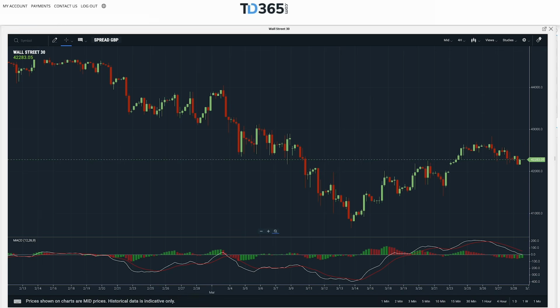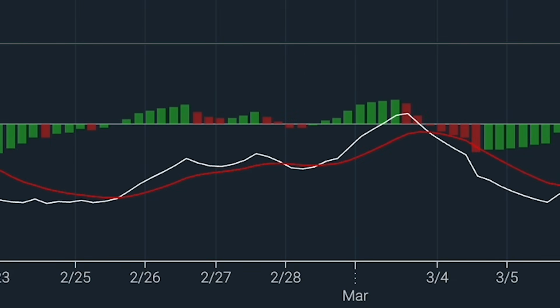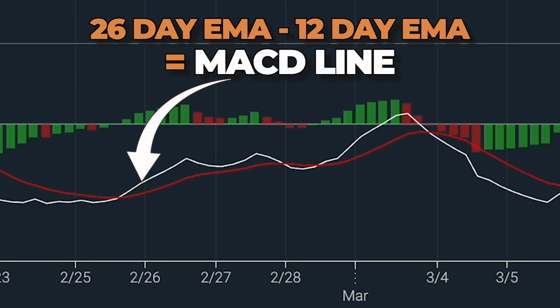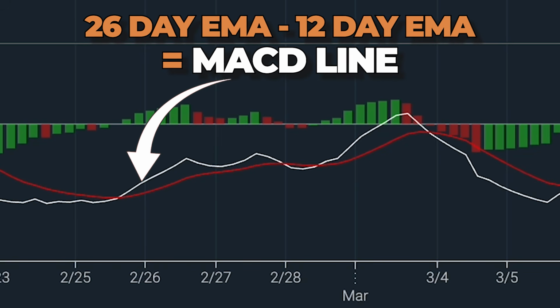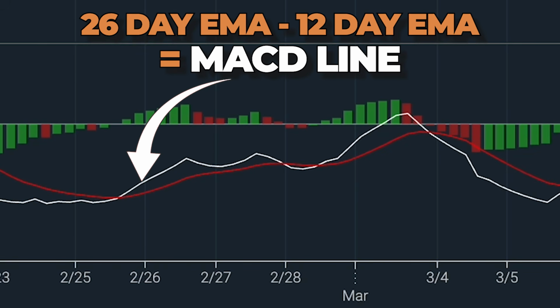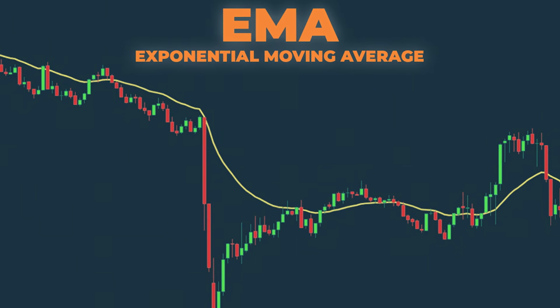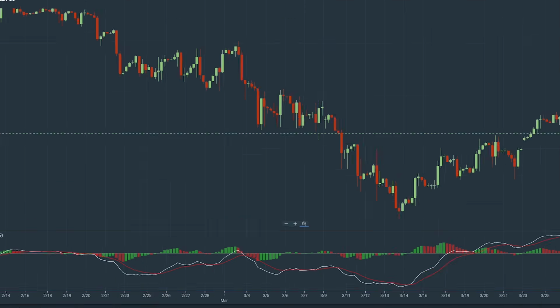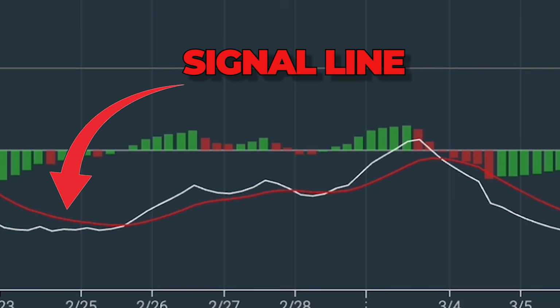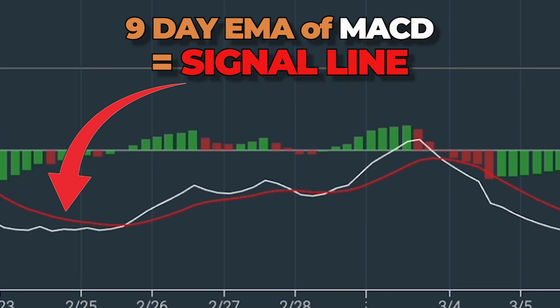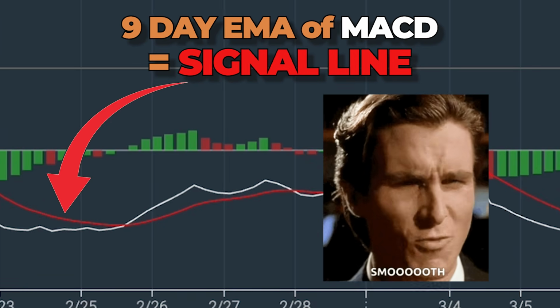Right away we can see two lines and a histogram. The first line to look at is this white line here, and this is the primary MACD line, and it's calculated by subtracting the 26-day EMA from the 12-day EMA, resulting in this white line. An EMA, or exponential moving average, is an indicator that just shows the average price of something over a specific period. Now this second red line here is called the signal line, and this is a 9-day EMA of the white MACD line, which basically means it's just a nice smoothed out version of the MACD line.